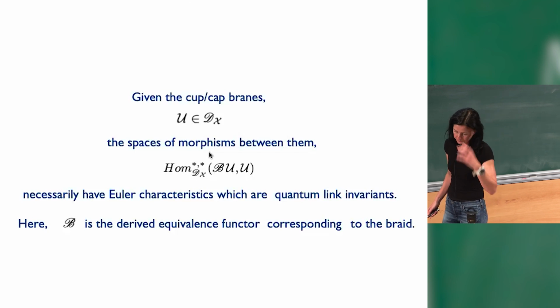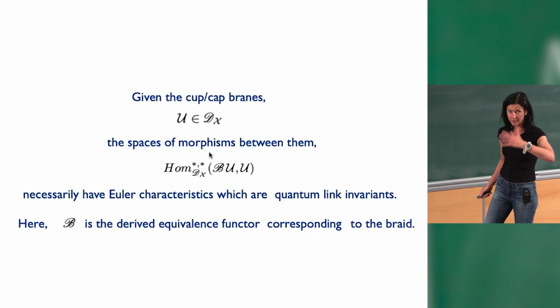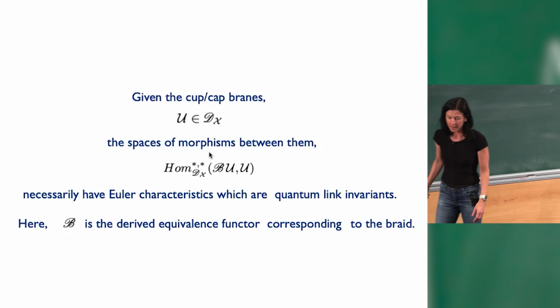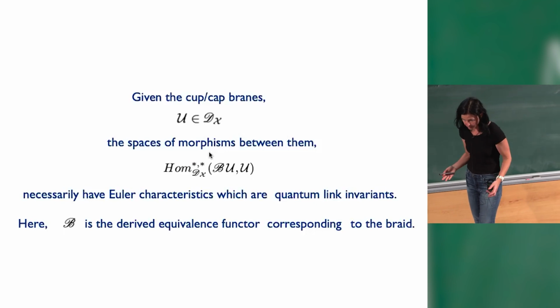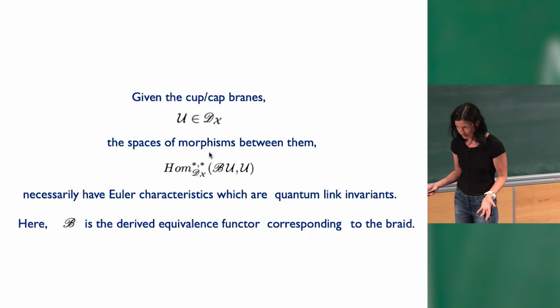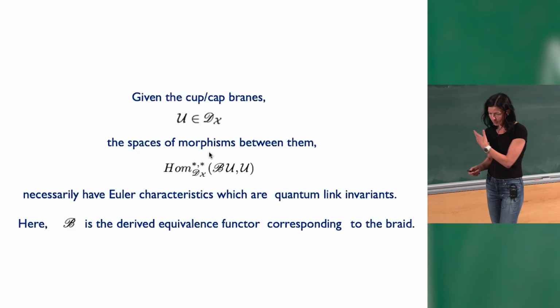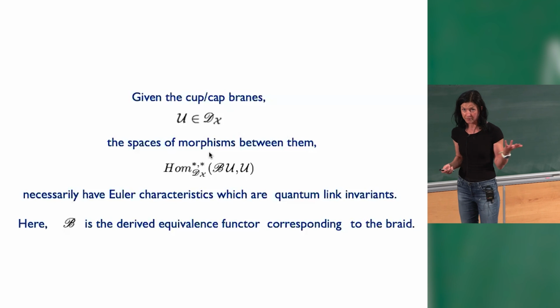Now, given the cap and cup branes, the Hom spaces between them, up to braid group action, necessarily have Euler characteristics which are quantum link invariants, just given the theorem of Bezrukavnikov and Okounkov, where B here is the corresponding derived equivalence.